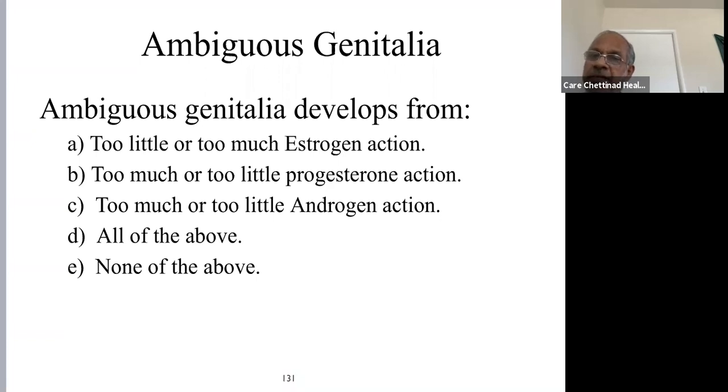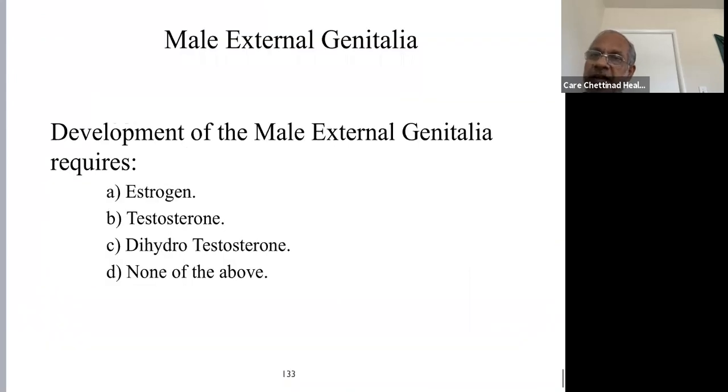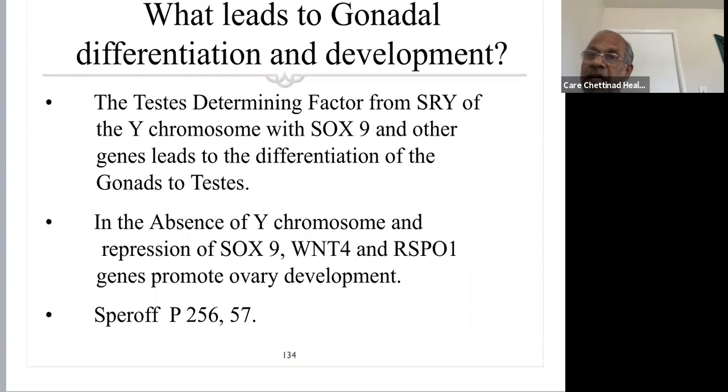The sex of the baby is determined by the spermatozoa which enters the oocyte. Male external genitalia is determined by dihydrotestosterone, not estrogen, not testosterone. It's dihydrotestosterone. Gonadal differentiation for testes requires SRY, SOX9, and other factors. For the ovaries, you require absence of the Y chromosome and presence of both X chromosomes.